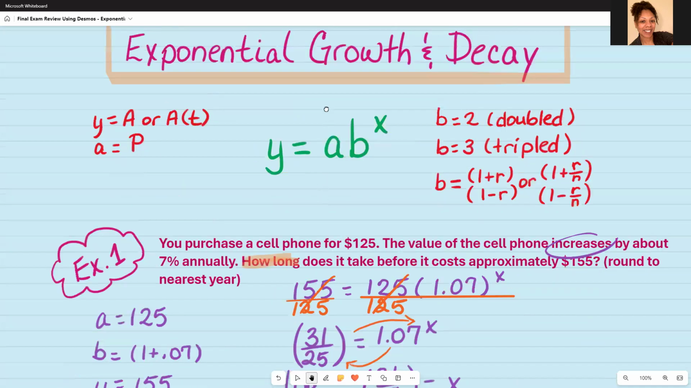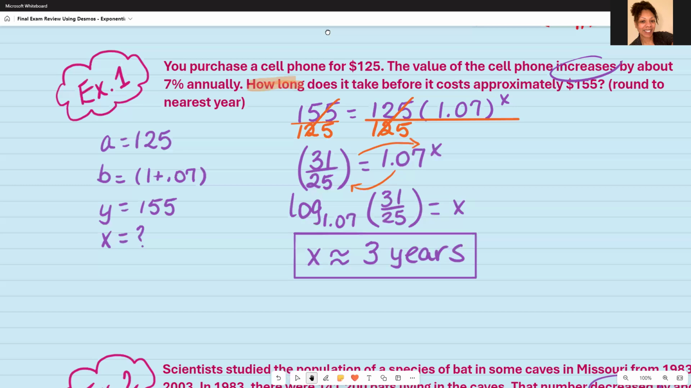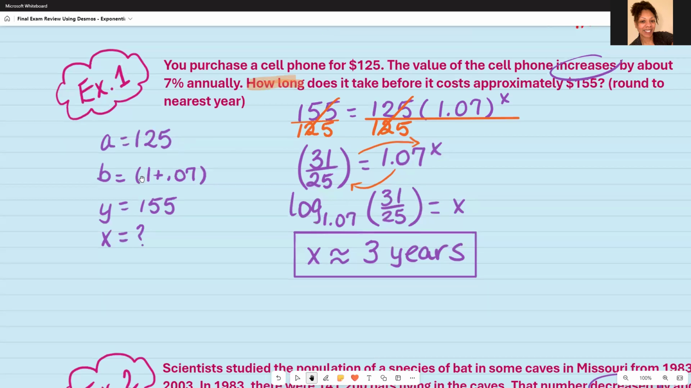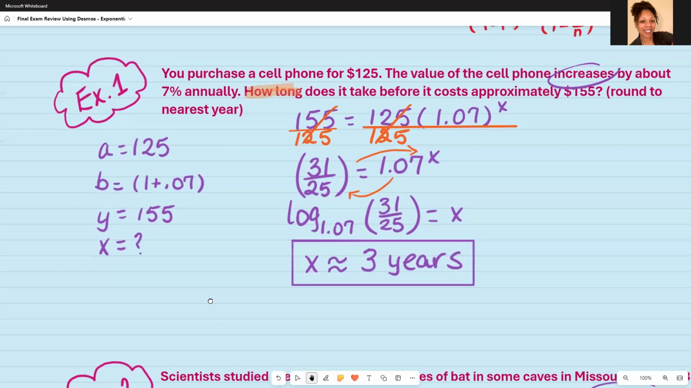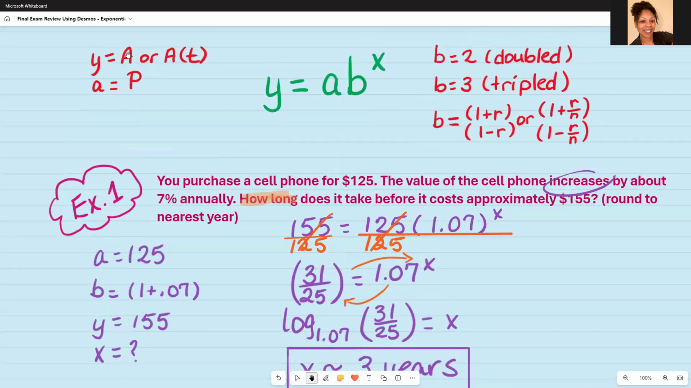So for our first example, as you're reading through it, you want to identify what goes with what. If it's more comfortable for you to use the A and the A of T, P, and so on and so forth, you can do that and label it over here. But for this video, I'm going to use the A, B, Y, and X. So for A, that's going to be my principal, my initial, what I started with. In this example, I purchased a cell phone for $125. So that's what A represents.